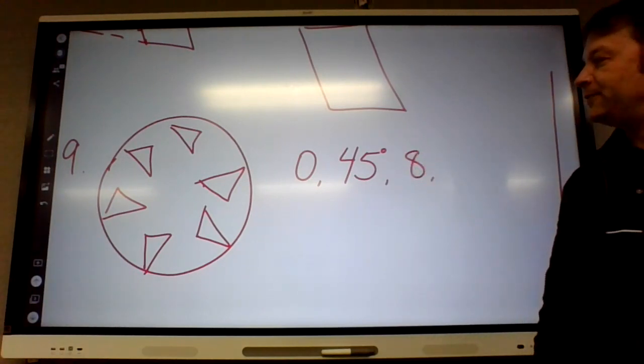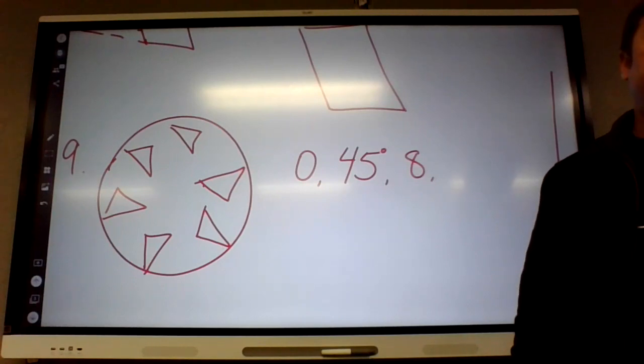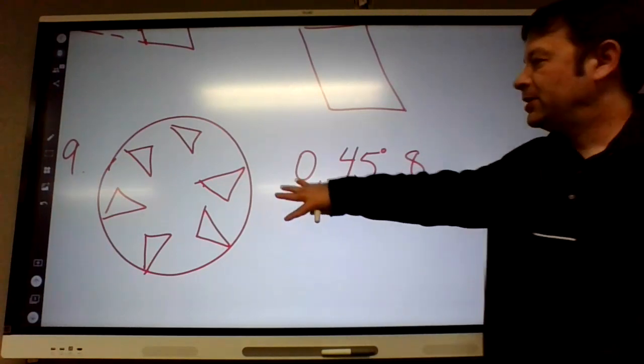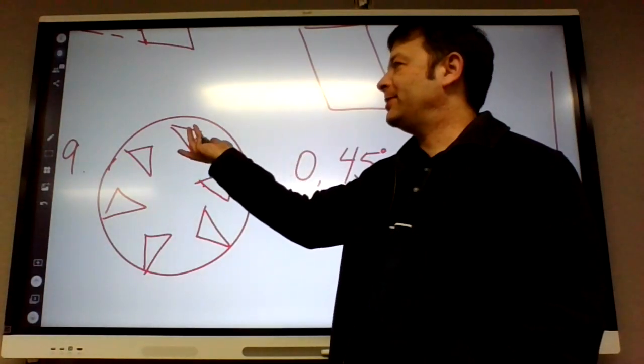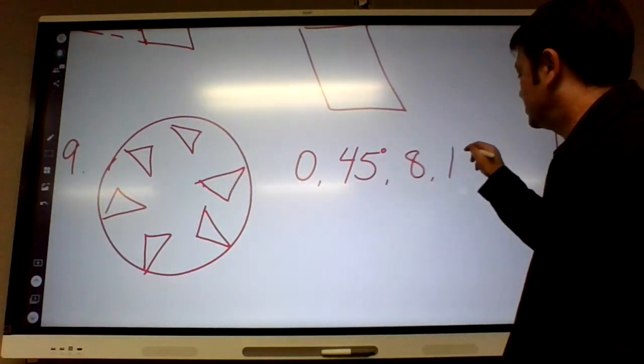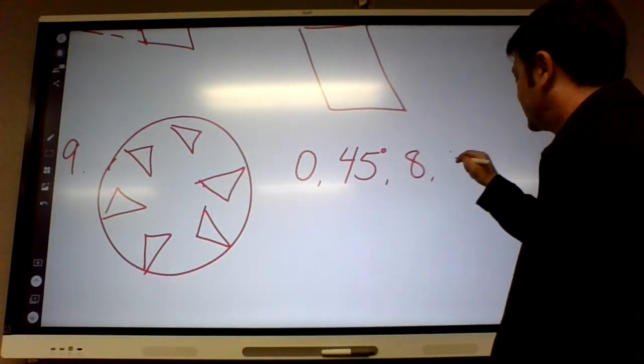Okay. Does it have point symmetry? Yes. You turn it 45 like 4 times, that would add up to 180. So, oops, we're supposed to put yes.